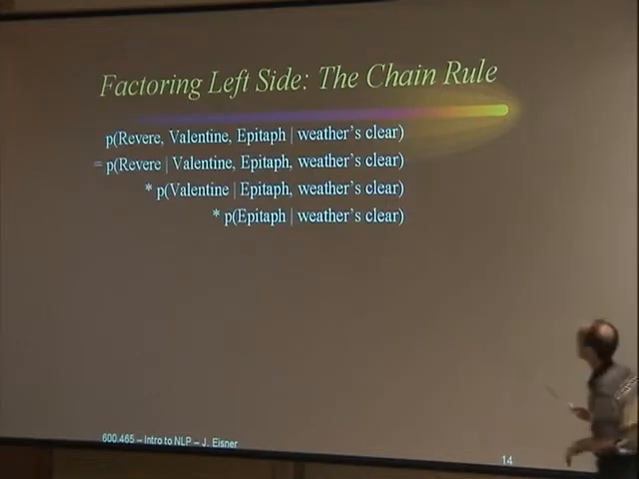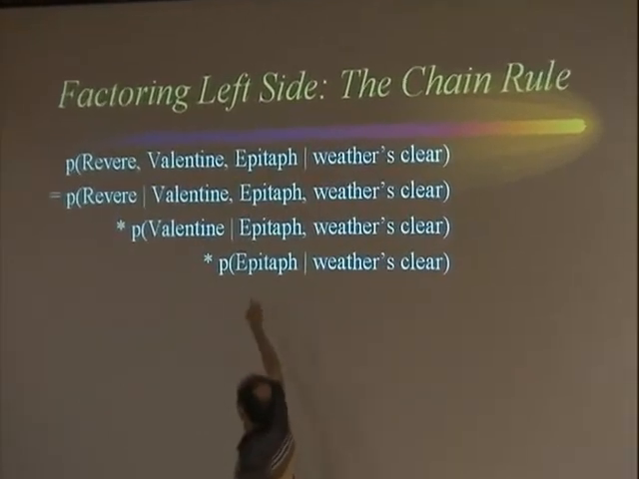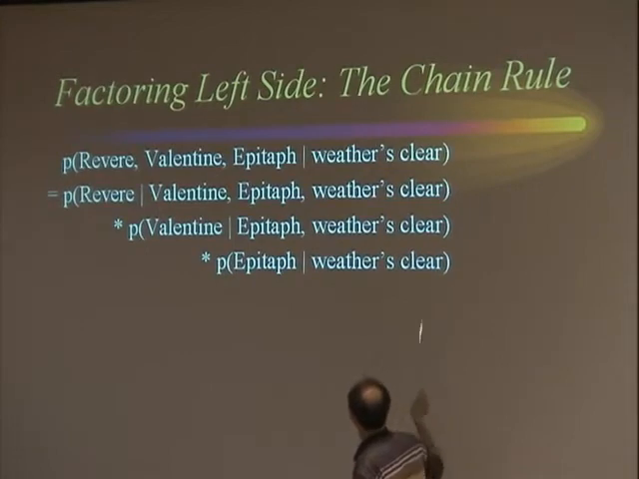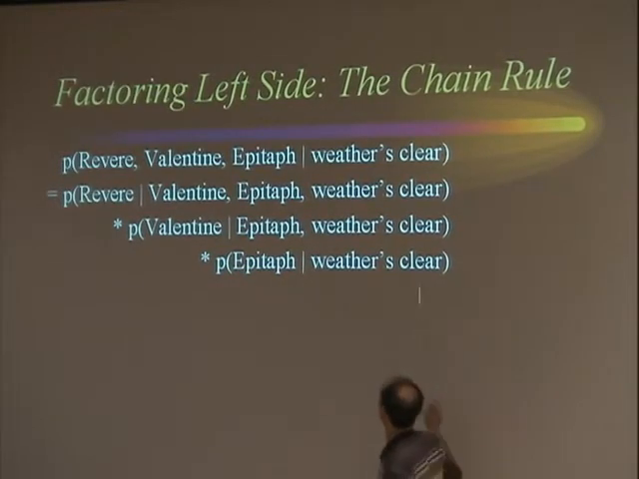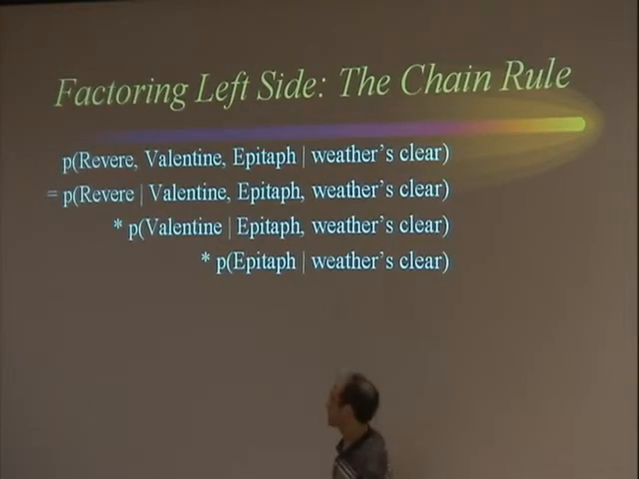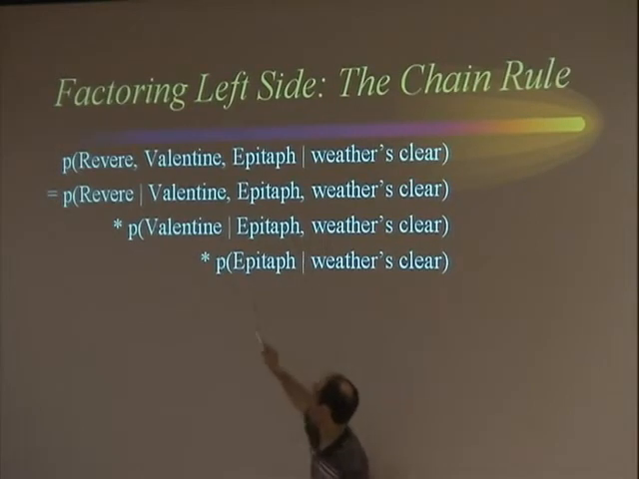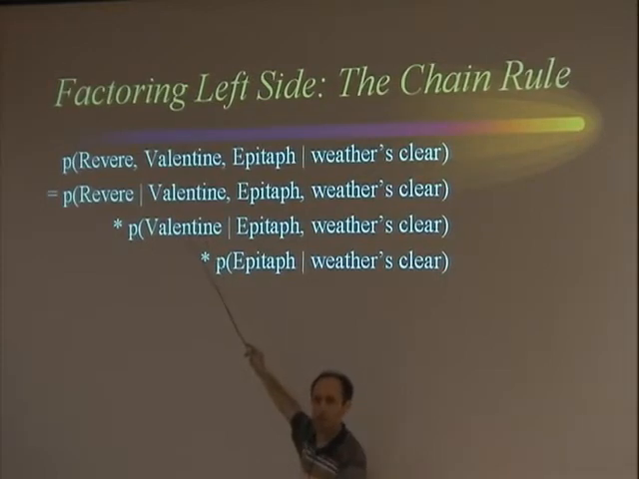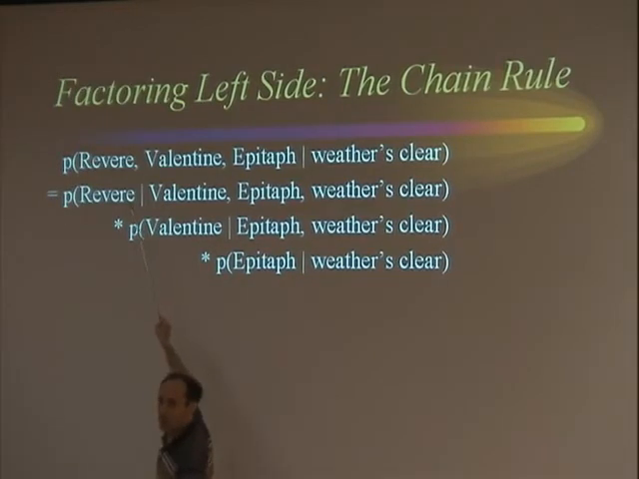So this is called the chain rule. This is a way of rewriting exactly the probability that these three horses win. And it's probably easiest to read from bottom to top. So if the weather's clear, what's the chance that Epitaph is in third place? Suppose that's true half the time. Well, in those half of the times when the weather's clear, Epitaph's in third place. If Epitaph's in third place, what's the probability that also Valentine is in second place? And maybe that's another 10% of the 50%. And then maybe another 30% of the 10% of the 50%.